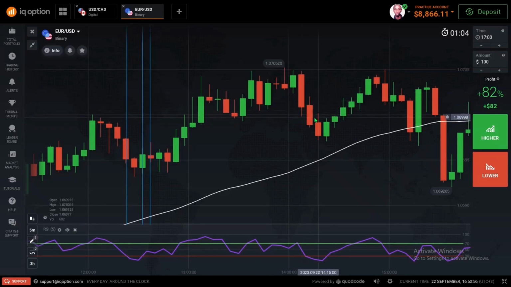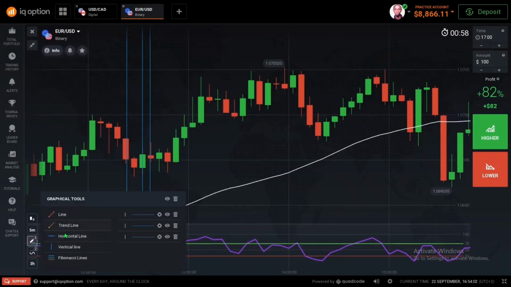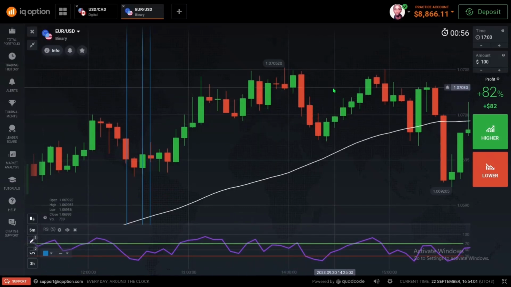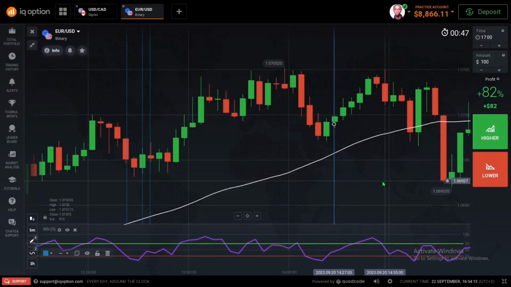This looks good. Price is above the moving average. RSI goes below 30. Then RSI goes back above 30 on this candle, confirming our signal. We enter a 5-minute trade on the marked candle. This time, we won.